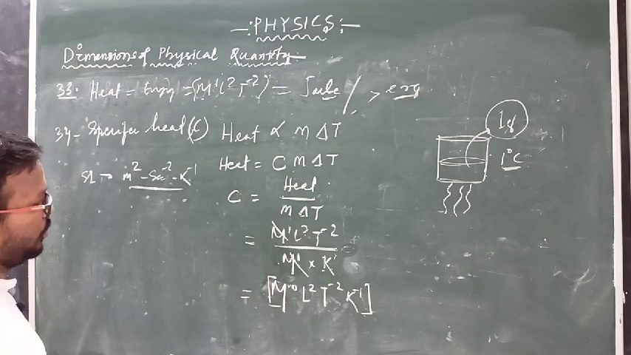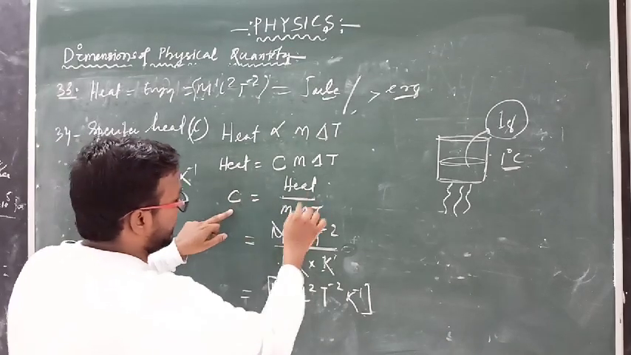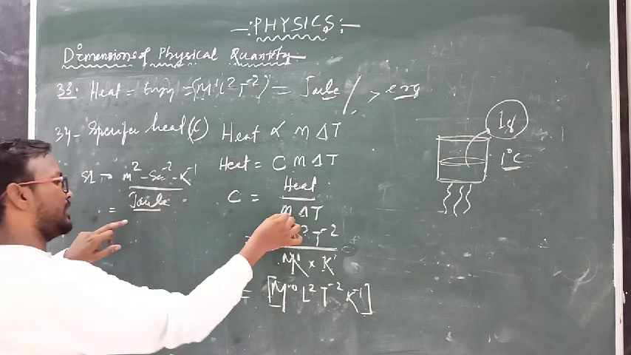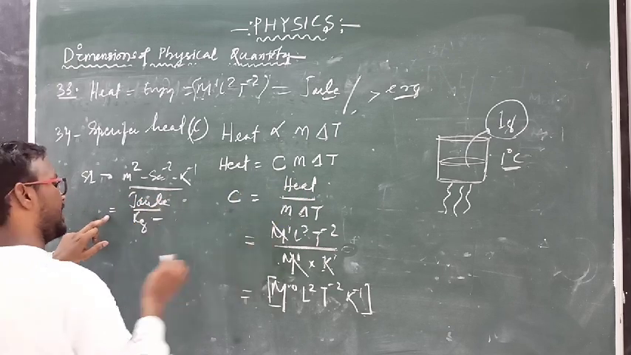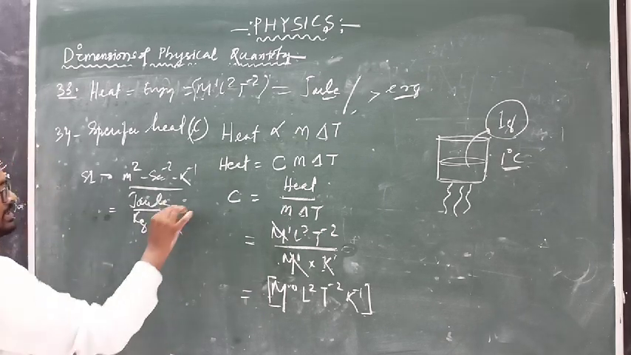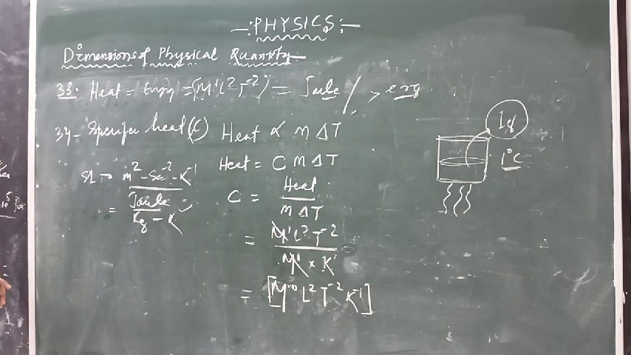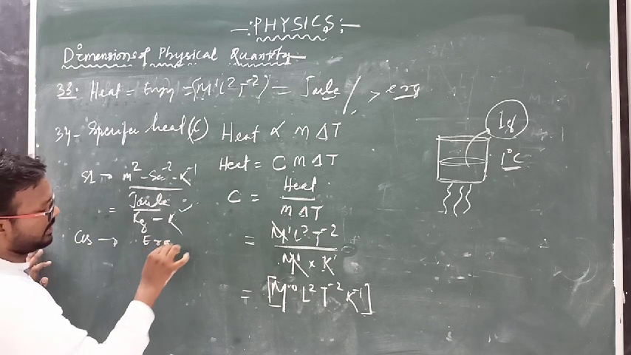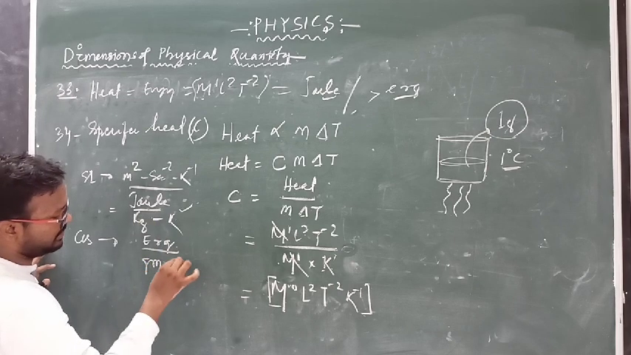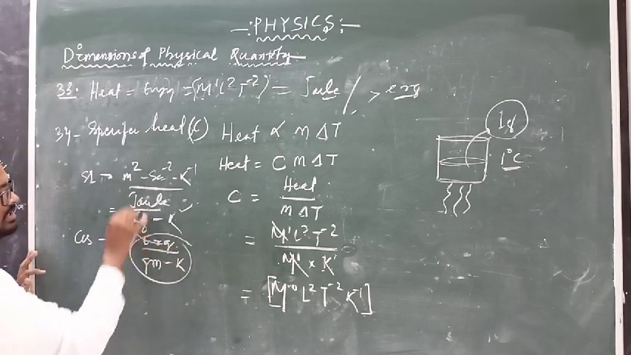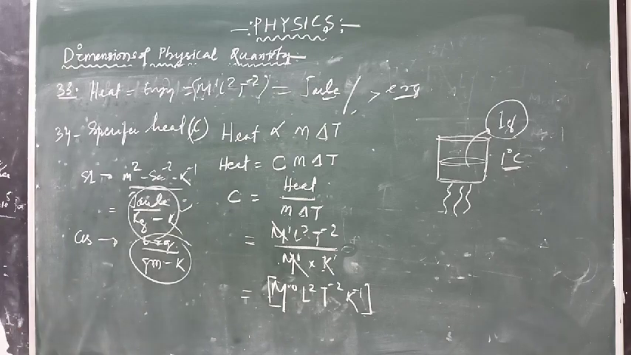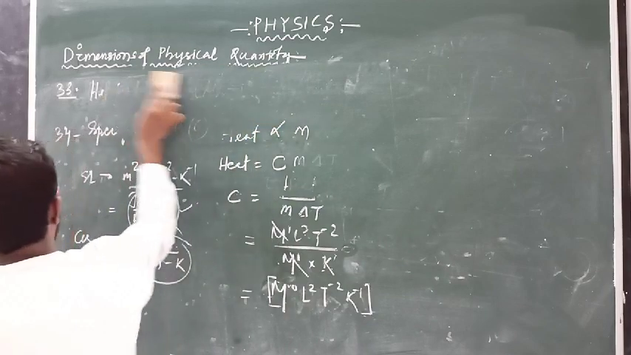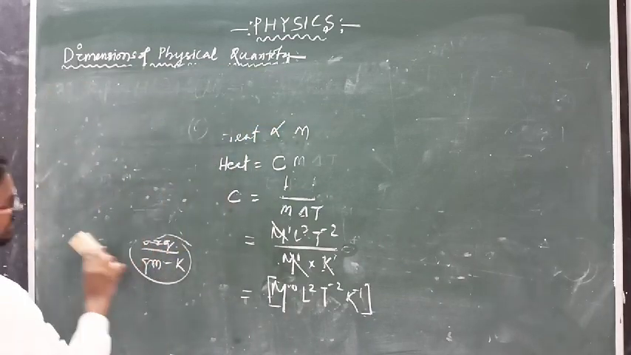Clear? Okay, or you can write from this relation heat by mass, its unit is joule per kg, and here temperature, that is Kelvin. This is another SI unit of specific heat, and you can write the CGS unit from this relation, that is erg divided by gram into Kelvin. This is the CGS unit, and this is the MKS unit of specific heat. Clear? Now let's start another physical quantity of heat, that is known as latent heat.